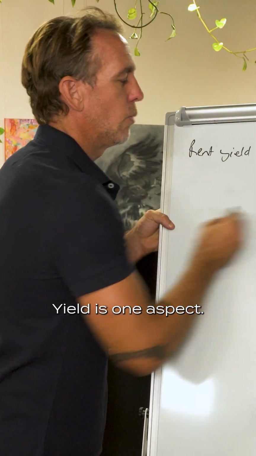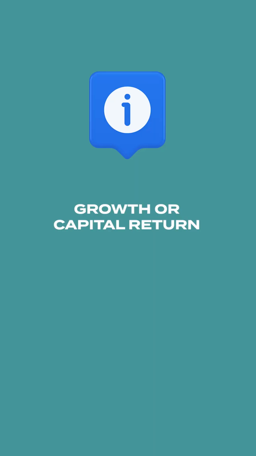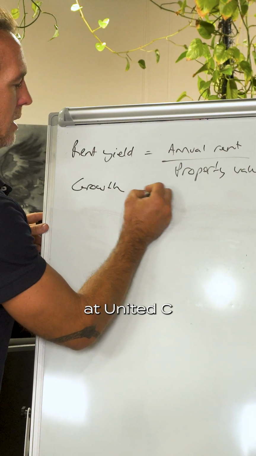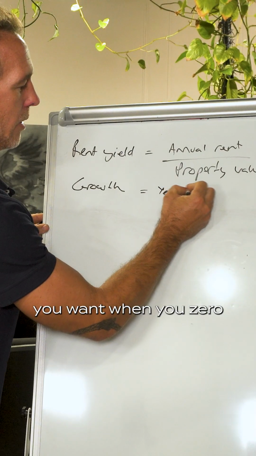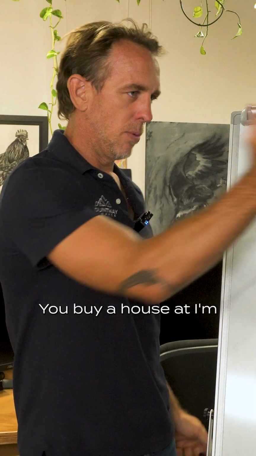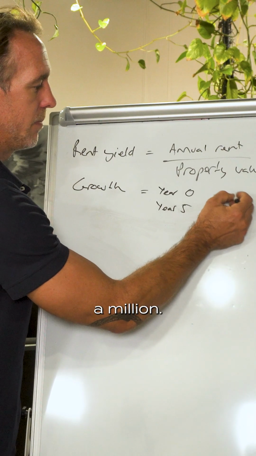Yield is one aspect. Growth is the other aspect, or capital return. This is when you buy a house at, say, year 0 when you buy, and let's say year 5. You buy a house at, I'm going to use round numbers, it's much easier, $1 million.